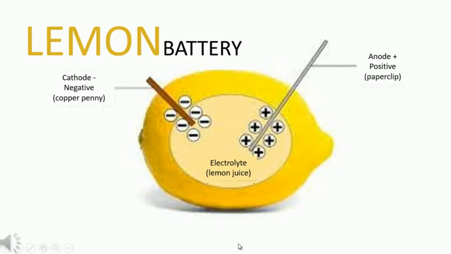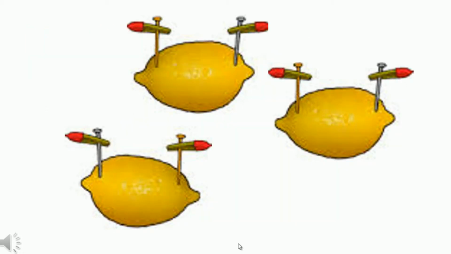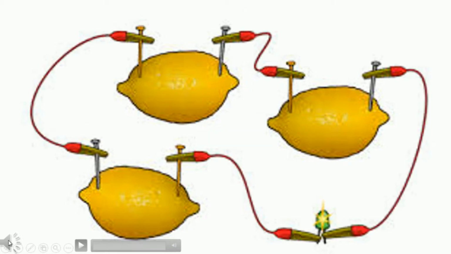An example could be a lemon battery, in which we could generate voltage and light up a little LED bulb through this fruit. By inserting two metals into the lemon and connecting them in a series, we could generate a voltage.